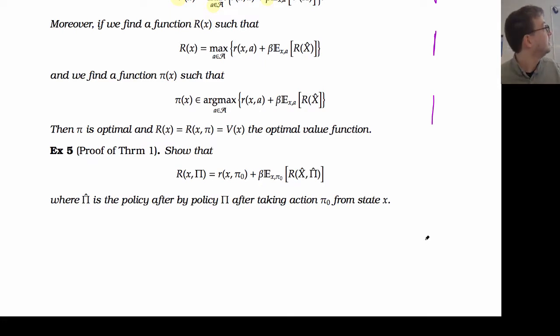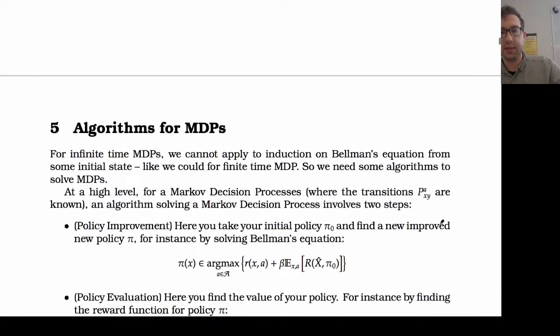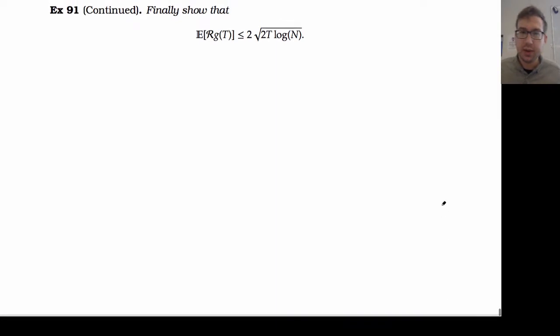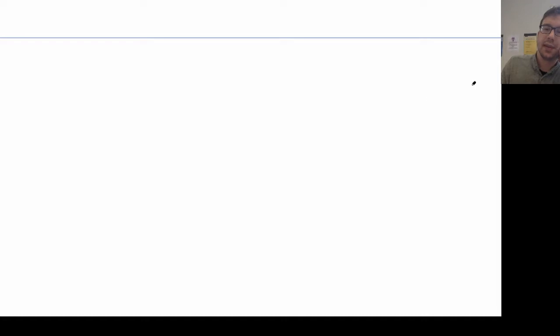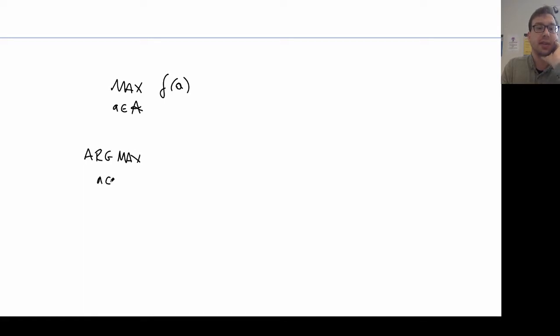What does the argmax mean? Good question. That means the maximizing argument. If I've got a maximization problem, I can say the maximization over some set of some function f of a. And that means the value that f of a takes when it's at its maximum. When I write argmax, I mean the argument that maximizes this function.